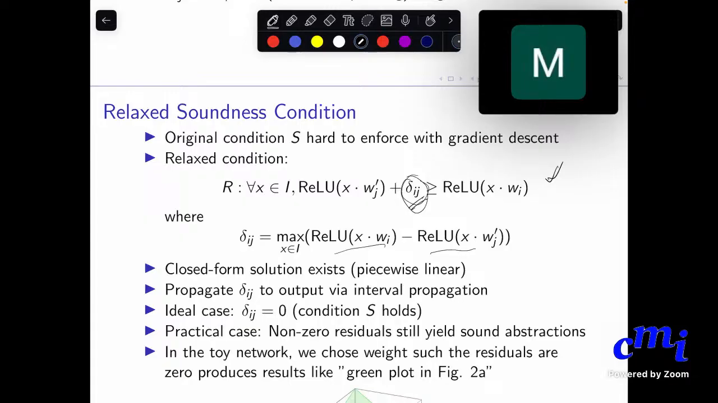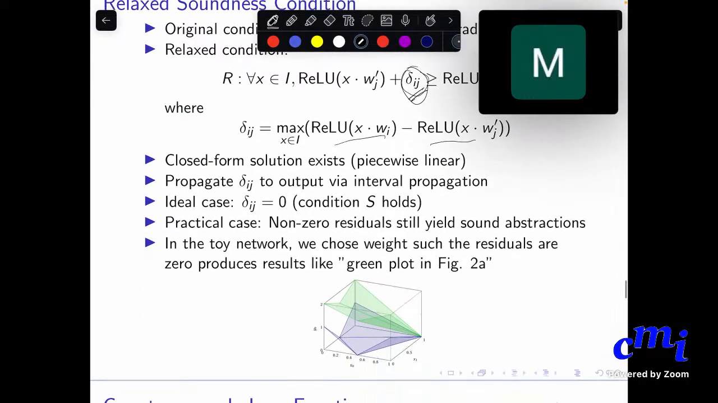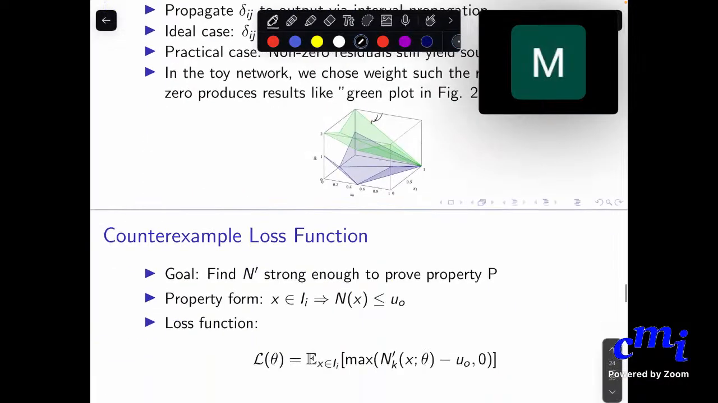In the ideal case, delta ij should be 0, and then S becomes S eventually. But also in the practical case, there are non-zero residuals, which is also a sound abstraction. In the toy network we have already shown, the residuals are 0, and so the abstracted neural network we ultimately got will produce a plot which is equivalent to the green plot shown previously.